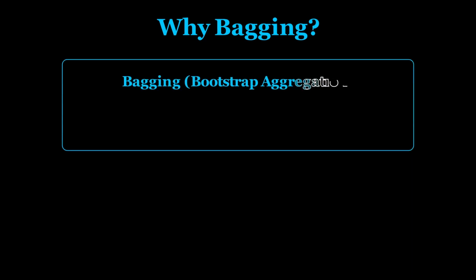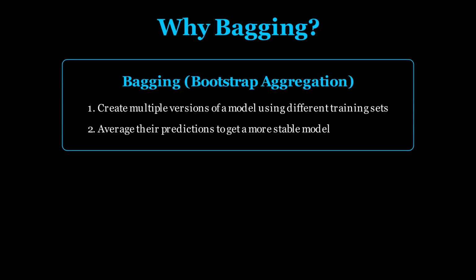Bagging, short for Bootstrap aggregation, is an ensemble learning technique designed to reduce variance and improve accuracy. The idea is simple: create multiple versions of a model using different training sets, then average their predictions to get a more stable model. It is particularly useful for decision trees.